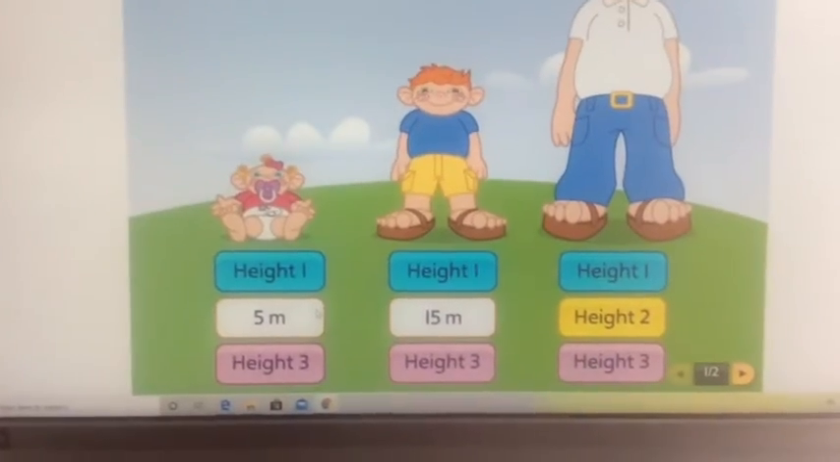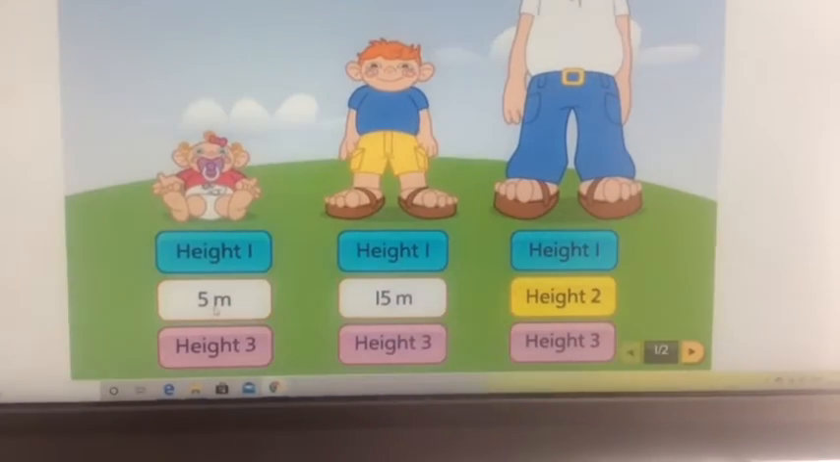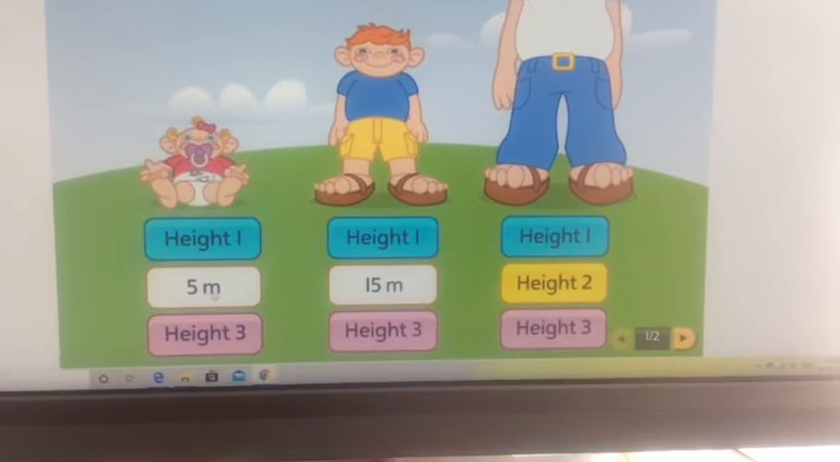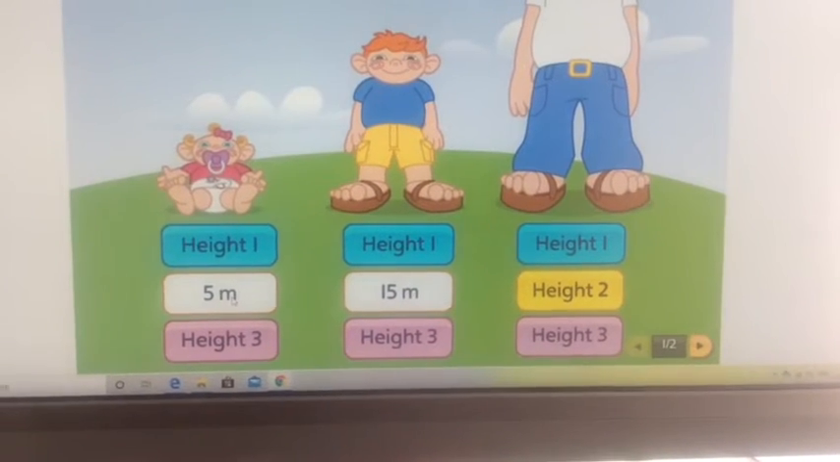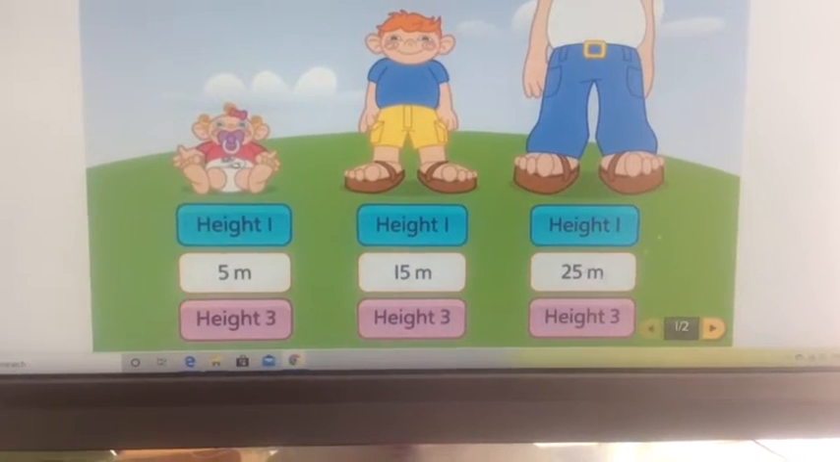Remember, he's 5 times as tall as the baby. So we're doing 5 times 5 meters. 5, 10, 15, 20, 25.